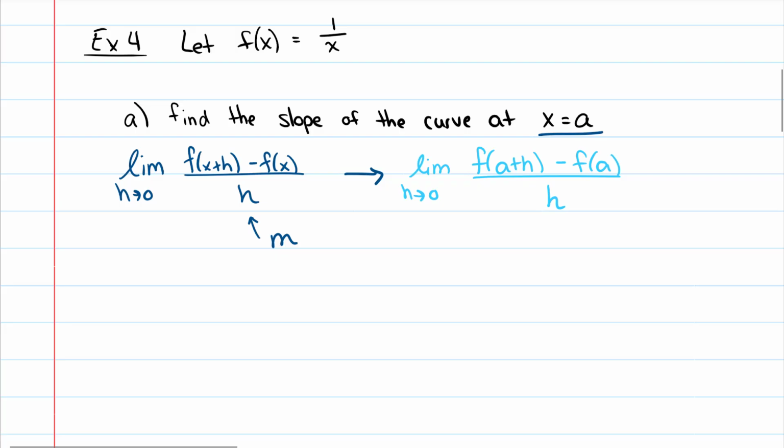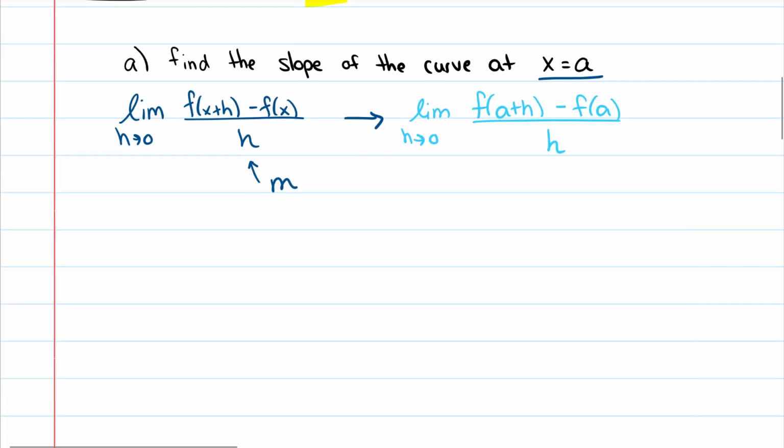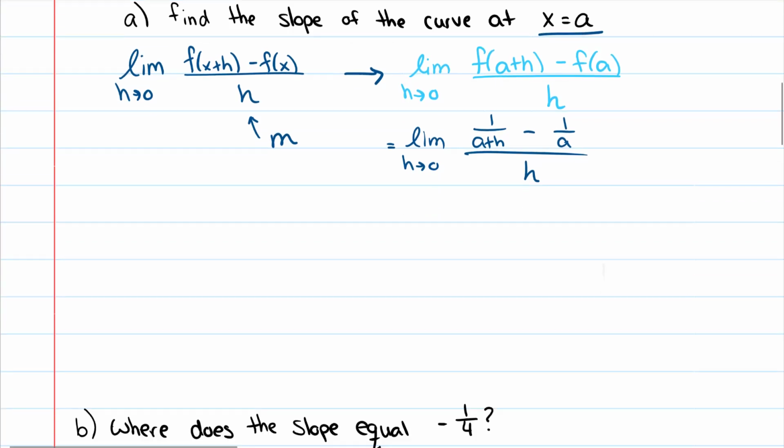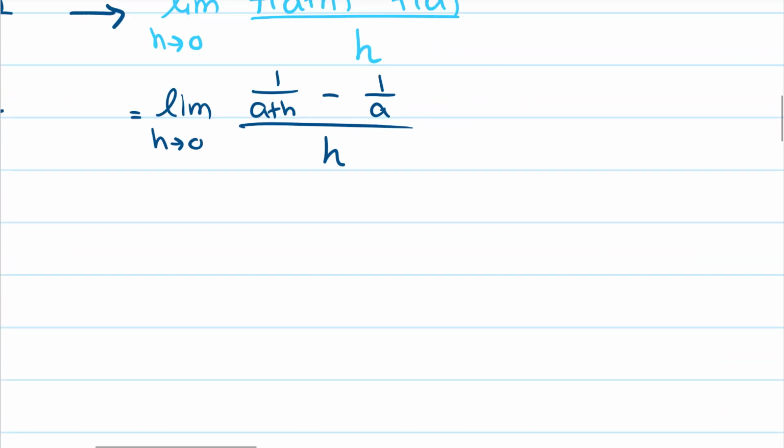So now we're going to use our function, which is f of x equals 1 over x, and we get that this is the limit as h approaches 0 of 1 over a plus h minus 1 over a, all divided by h. And this becomes very similar to the problems that we've done before. So we're going to go ahead and simplify everything by combining like terms.